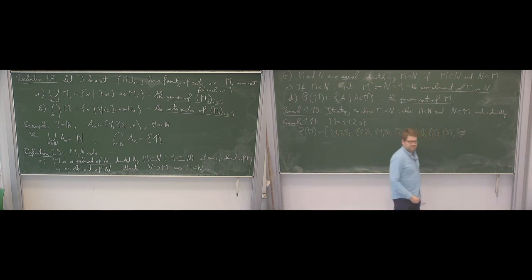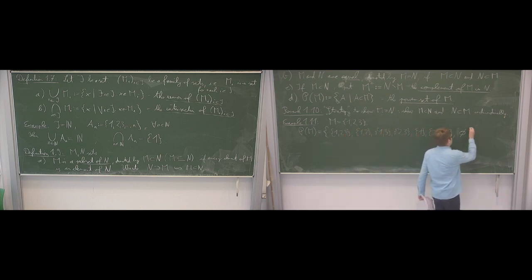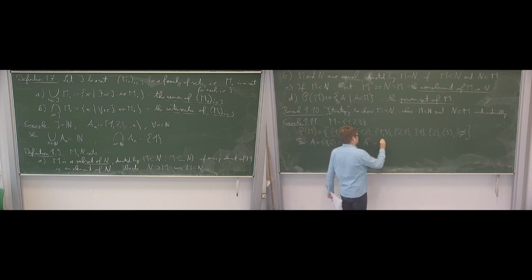The empty set. The empty set is a subset of everything. So this always needs to be contained in the power set, and now this is the power set, a set of sets. And also, just as an example for the complement, for A, just the set 1, 2 as a subset of M, we have that the complement of A in M, this is the big set without this, so this is just the set containing 3.